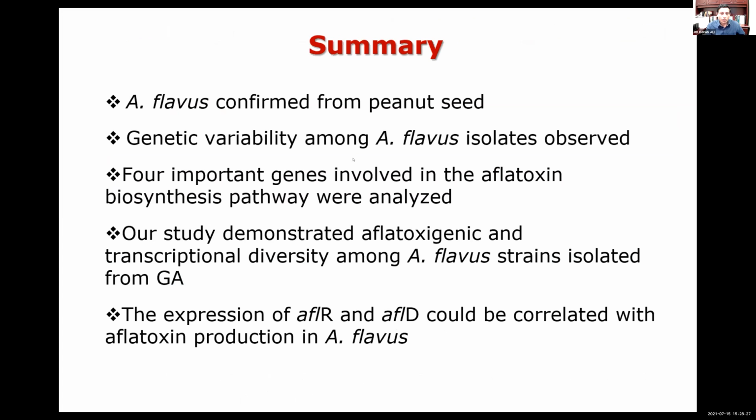So from this research, we summarize that the isolates we received were indeed Aspergillus flavus, and among these isolates there is genetic variability. The 4 important genes we studied are mostly involved in the biosynthesis pathway. Our study demonstrated aflatoxigenic and transcriptional diversity among these strains. And as I mentioned earlier, the expression of the regulatory gene R and structural gene D could be correlated with aflatoxin production.